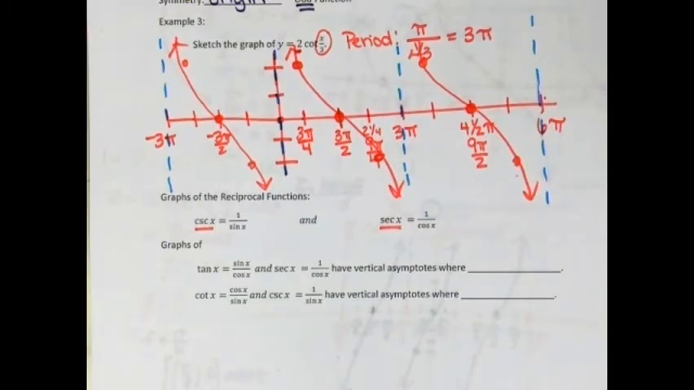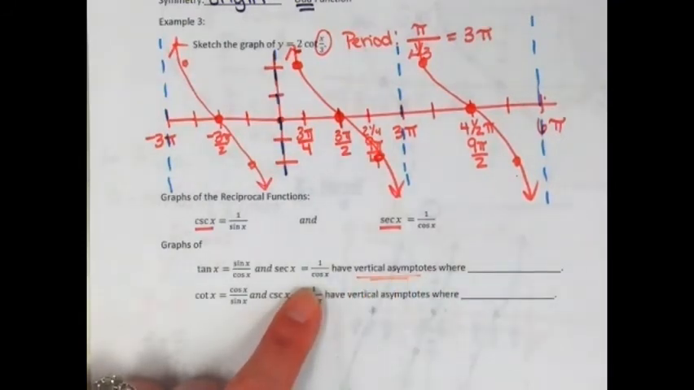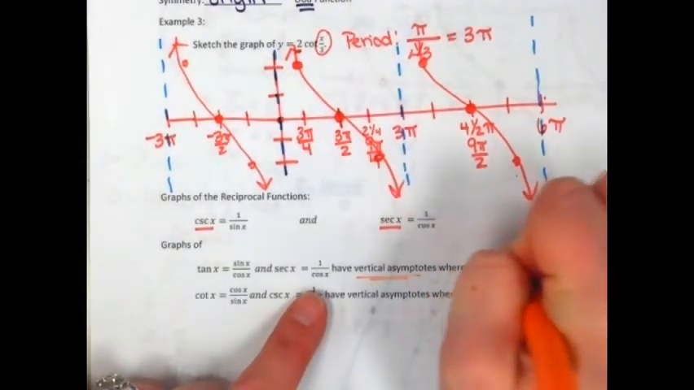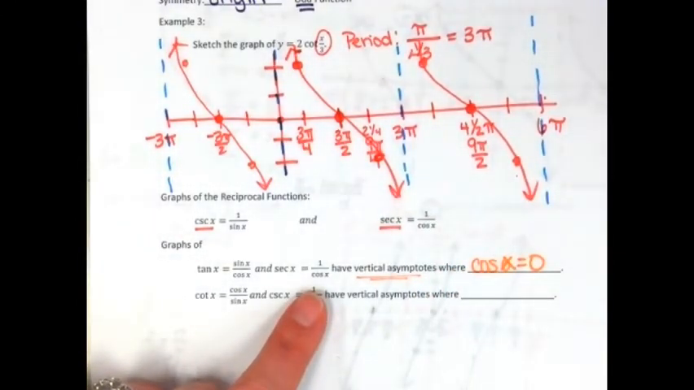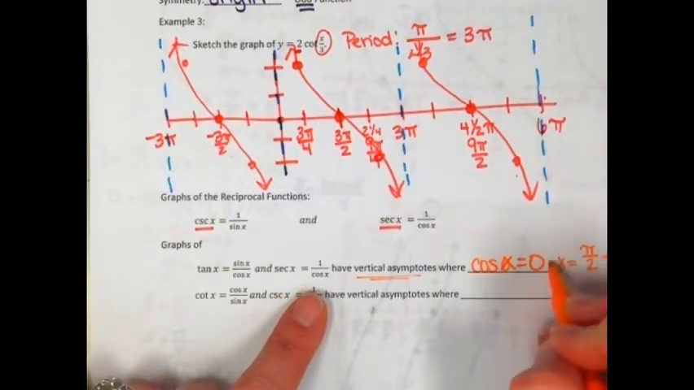If you notice, we know the tangent function is sine over cosine, right? Secant is 1 over cosine. Because cosine is in the denominator, we know we're going to have a vertical asymptote again. And our vertical asymptote is whenever cosine of x equals what? 0. And when does the cosine of x equal 0? At pi over 2. So pi over 2 plus n times pi.